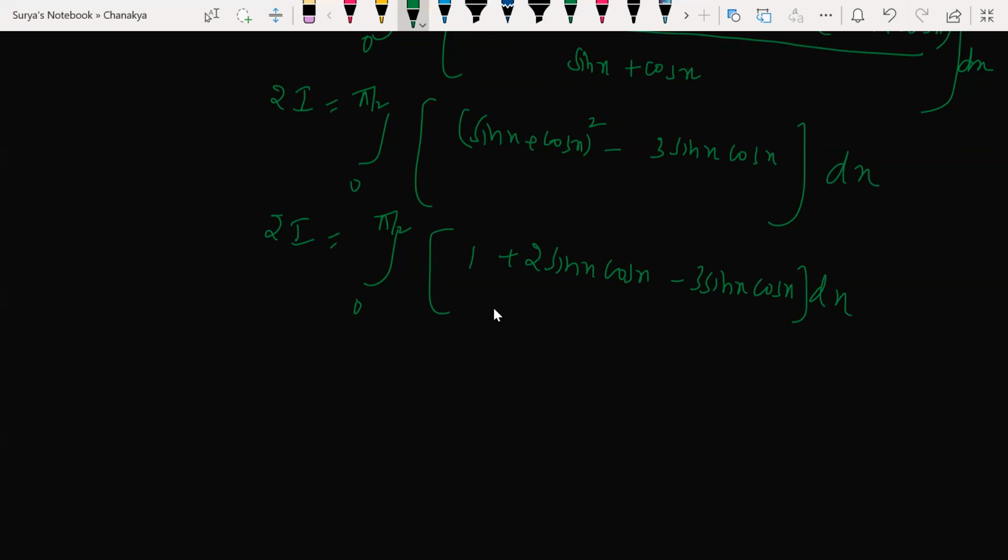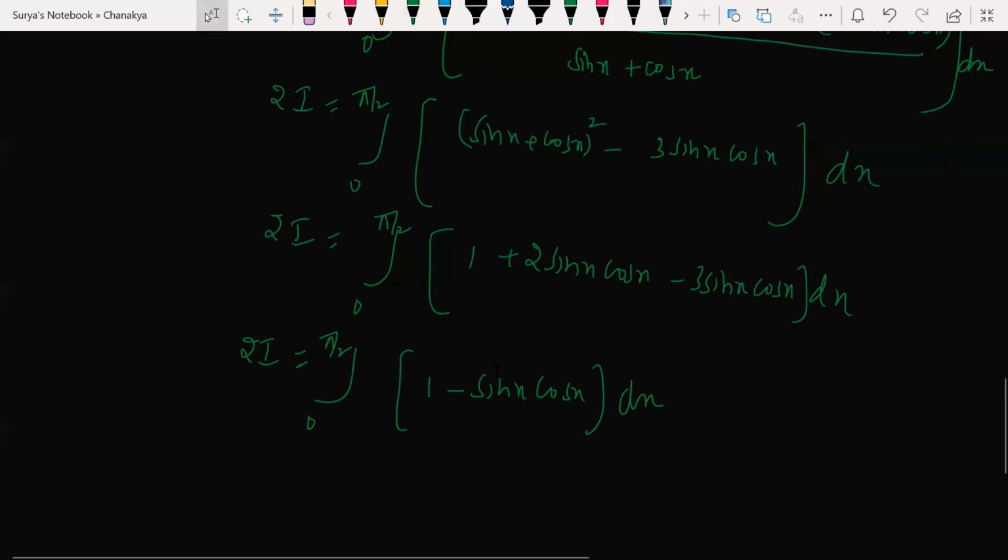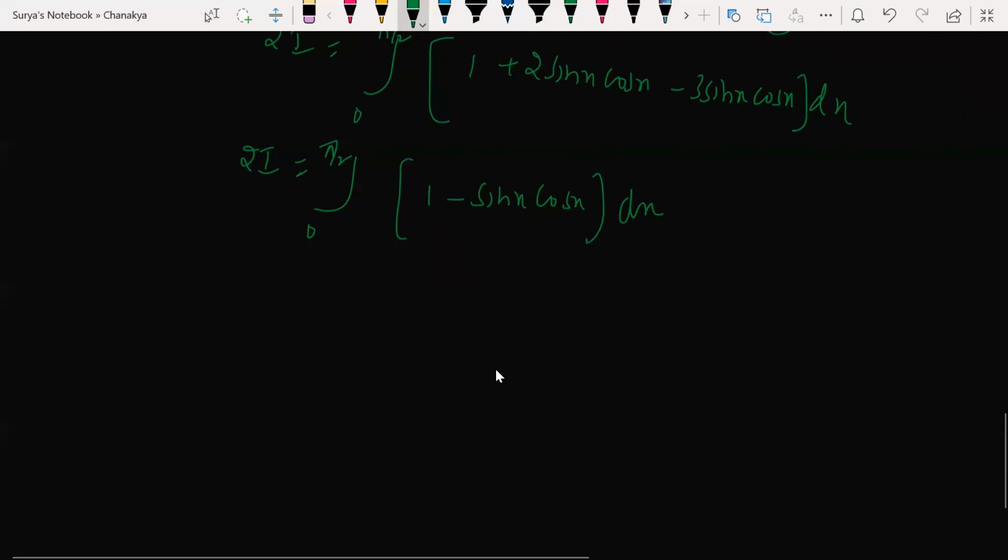Okay. So now look at this here. 2 times I is equal to integral 0 to pi by 2, 1 minus sin x cos x dx. Right? So what can we do here now? Very simple. Look at this now. Straight away you integrate this. 2 times I, 0 to pi by 2.